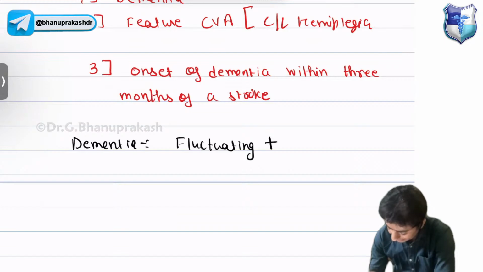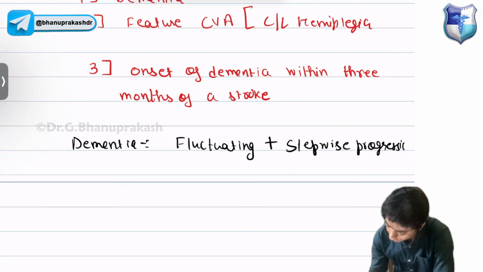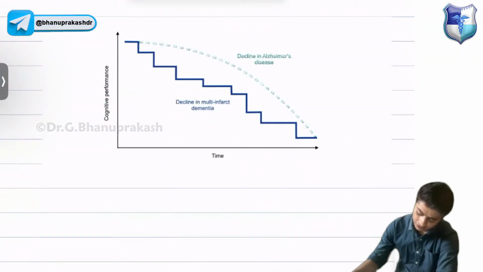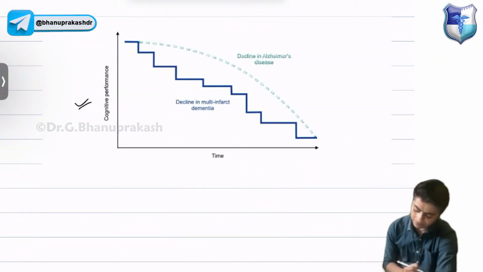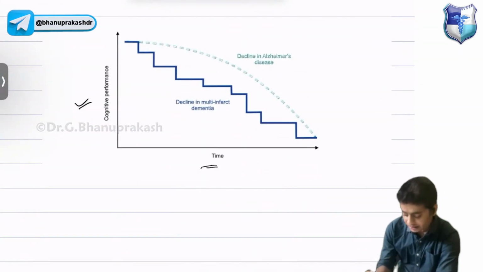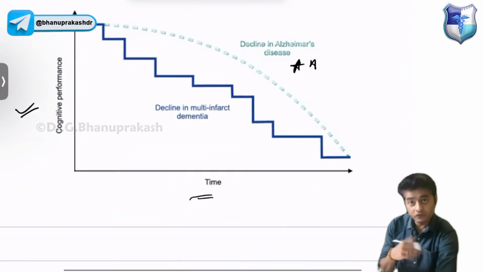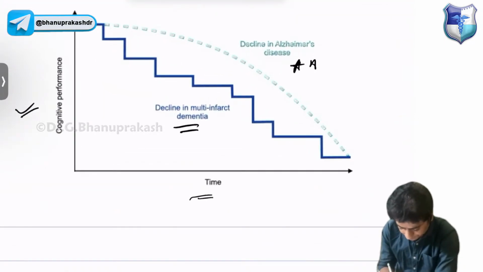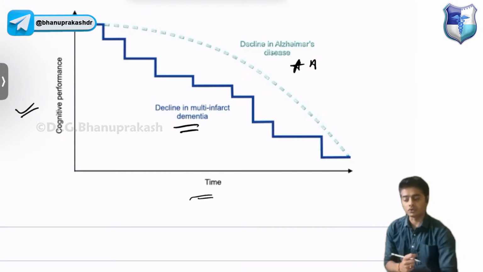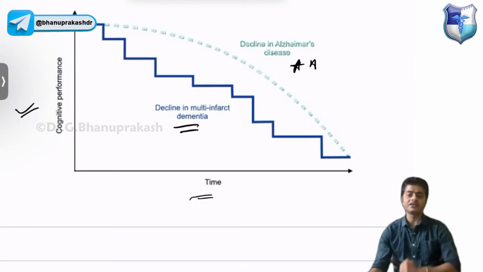Fluctuating, plus it has a stepwise progression. Stepwise progression of dementia. See this diagram. This is the cognitive impairment and this is the time. See how the Alzheimer disease patient's graph is there. And when there is a stroke patient, see this, there is a stepwise progression.